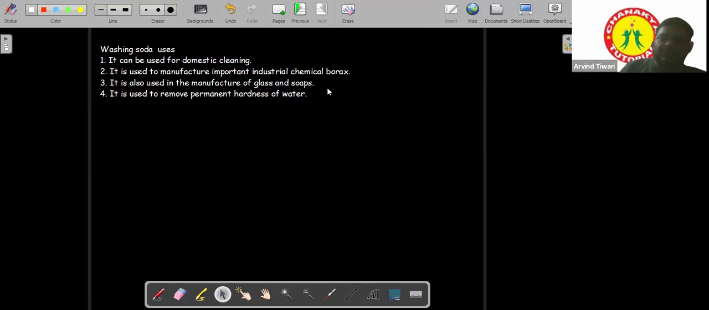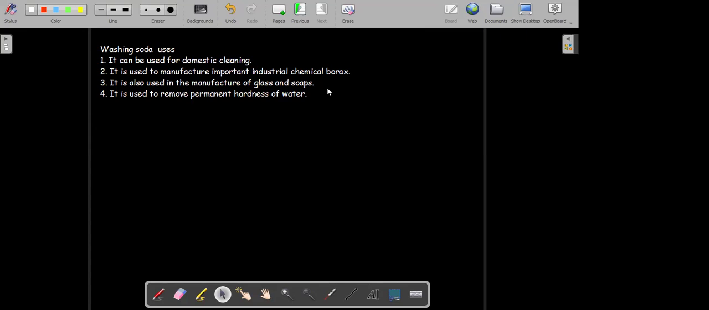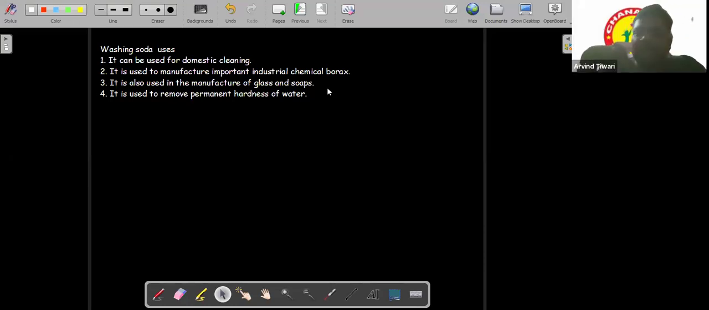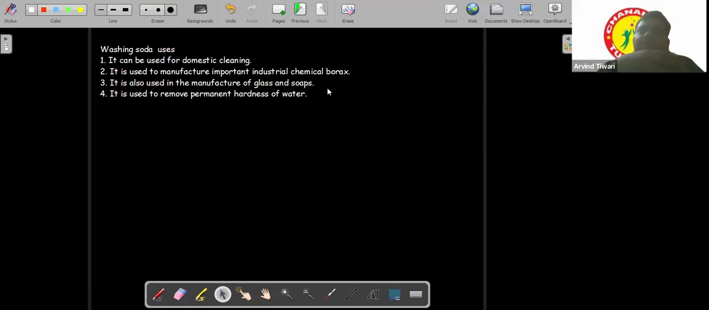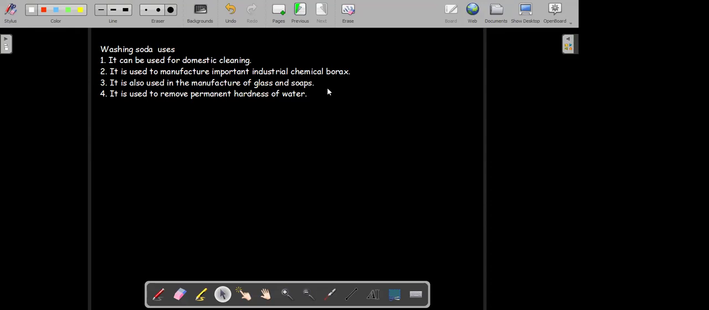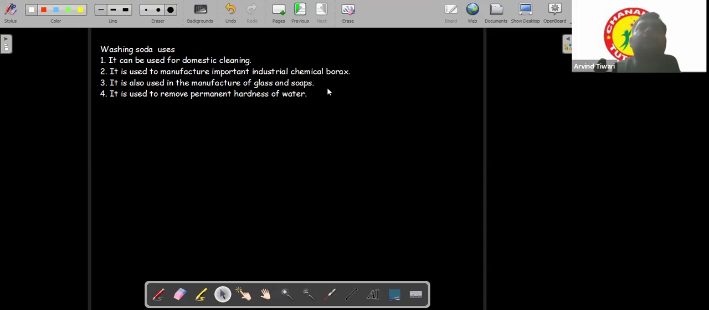And can you think of which chemical we started with for making washing soda? Yes, anyone able to recall which is the chemical with which we started for the manufacture of washing soda? Sir, sodium chloride. And what is the common name of sodium chloride? Table salt or common salt. Yeah, table salt or common salt.